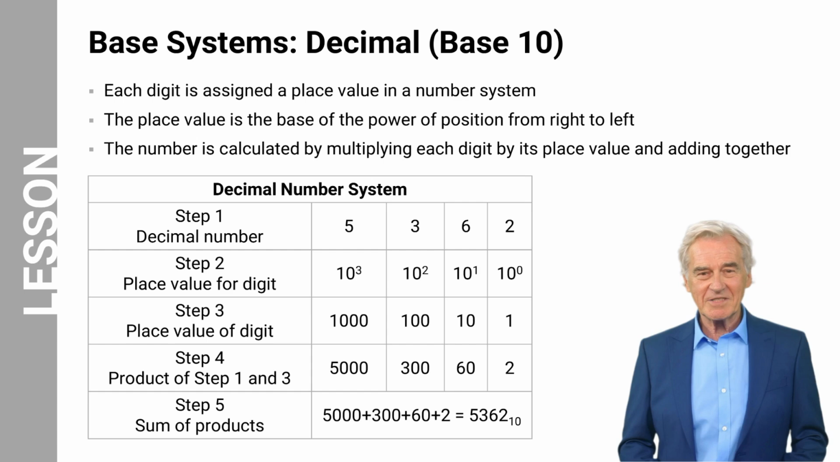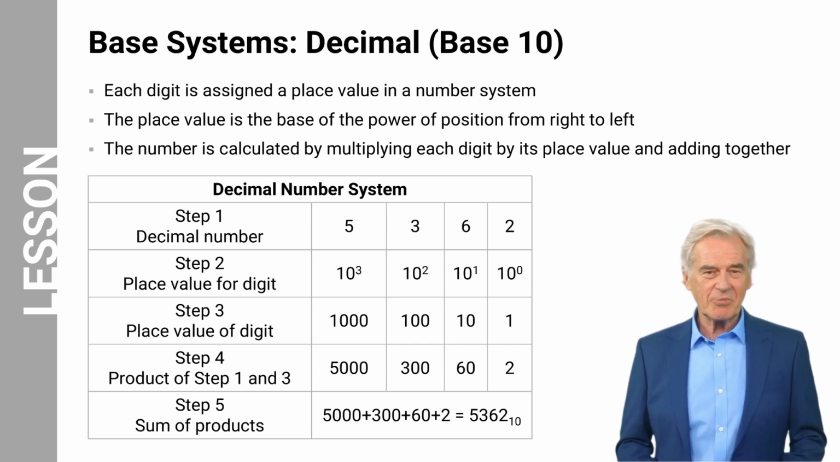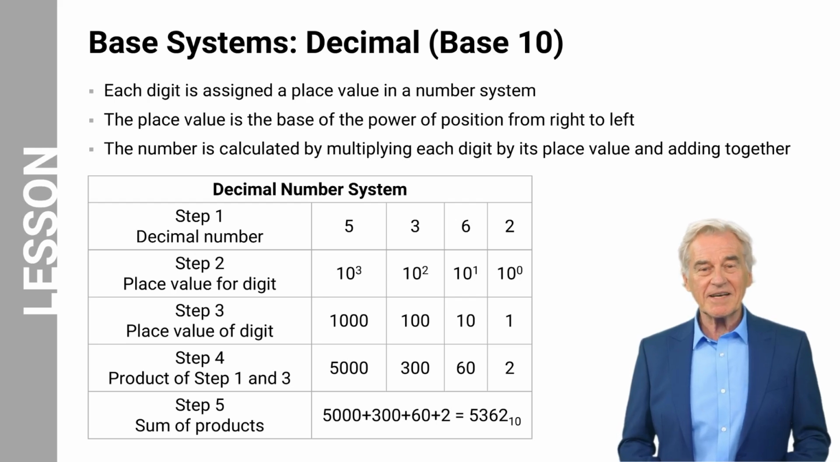Next, multiply each digit by its place value. 5 times 1,000 equals 5,000, 3 times 100 equals 300, 6 times 10 equals 60, and 2 times 1 equals 2. Finally, sum these products, 5,000 plus 300 plus 60 plus 2, to get 5,362 to the base 10. The subscript 10 means we are using base 10. This method works for all base systems. Just replace 10 with the appropriate base number.